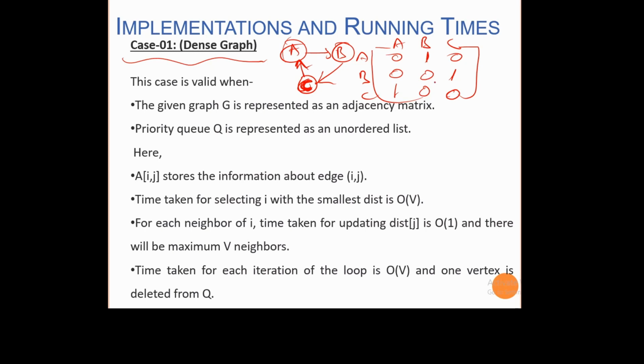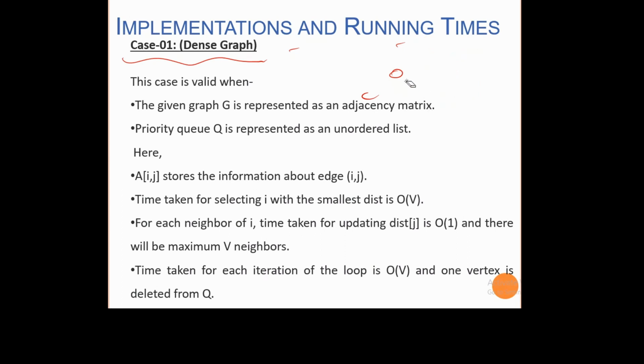You can see here the number of entries that are 0 is more as compared to the 1. So it is a kind of sparse matrix. So it means we are having a sparse graph, then we will not represent that by using the adjacency matrix. We represent with the adjacency matrix only if the graph is a dense graph, because otherwise the memory wastage will be high.